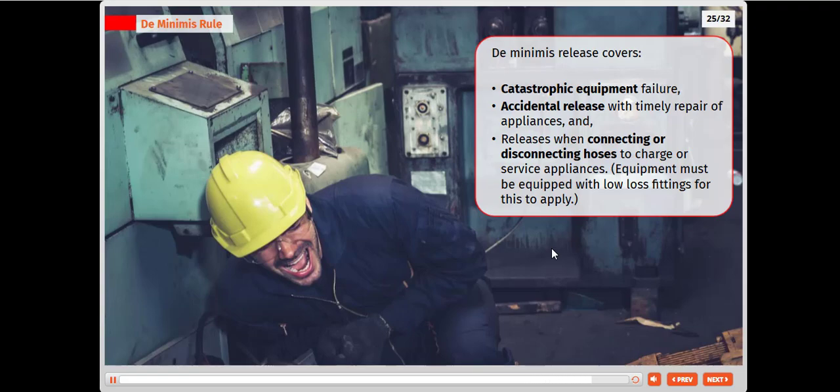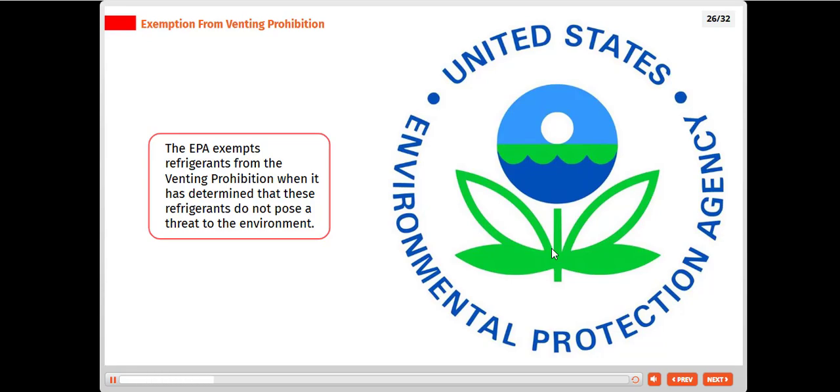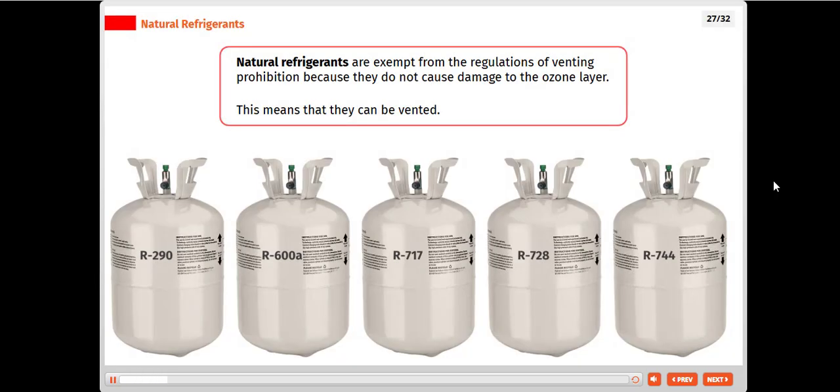The EPA exempts refrigerants from the venting prohibition when it has determined that these refrigerants do not pose a threat to the environment. Natural refrigerants are exempt from the venting prohibition because they do not cause damage to the ozone layer. This means that they can be vented.